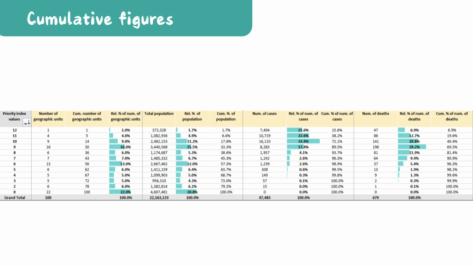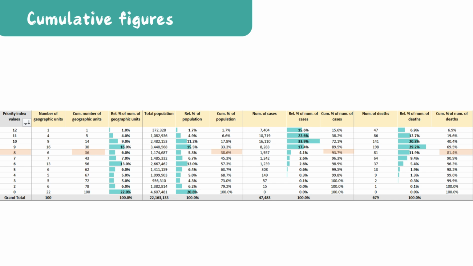Looking at cumulative values, if the priority index threshold was set to 8, in total 36 geographic units would be PAMIs. 38% of the country population would live in PAMIs. 93% of the cholera cases reported over the analysis period would have occurred in PAMIs.